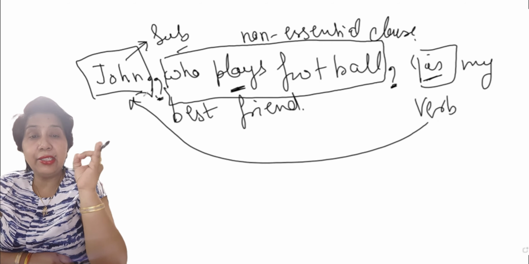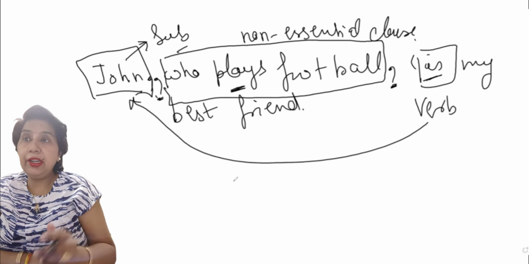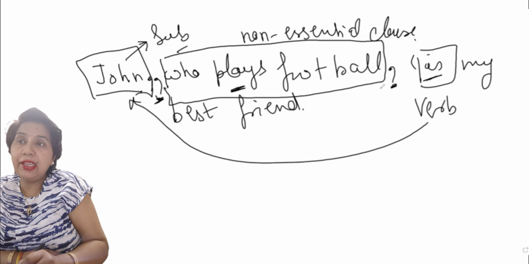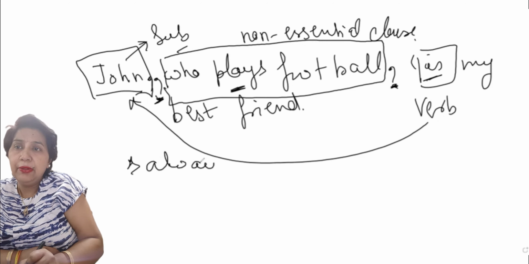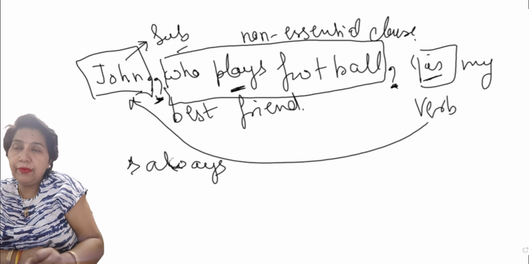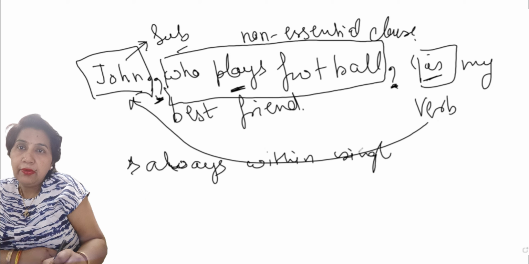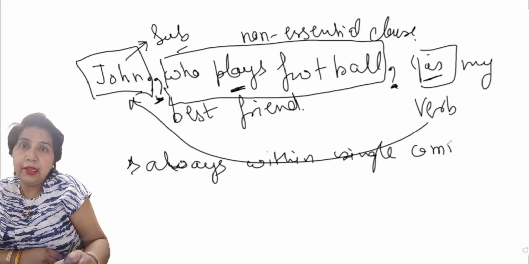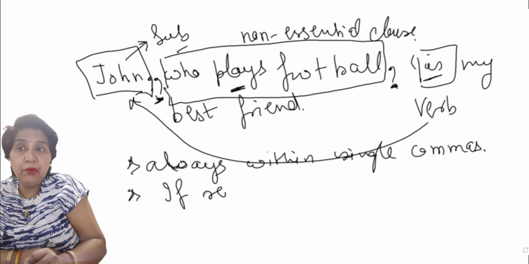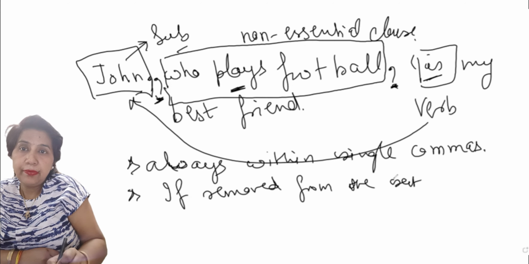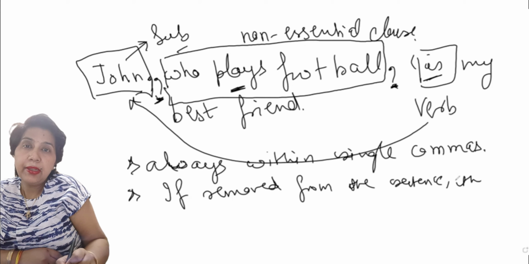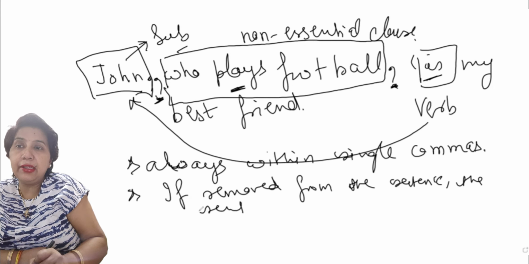So what are non-essential clauses? How do we know that this is a non-essential clause? Very important thing. They always are enclosed within commas. Always. No exception to this. Second, if removed from the sentence, the sentence still makes perfect grammatical sense.